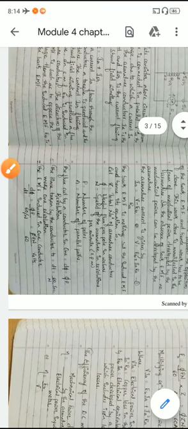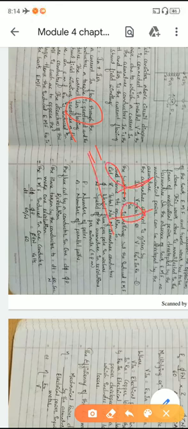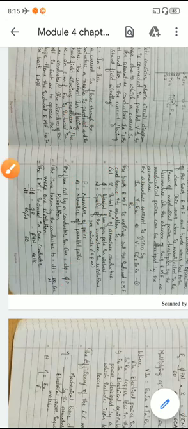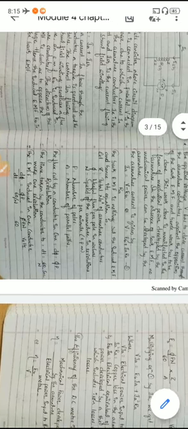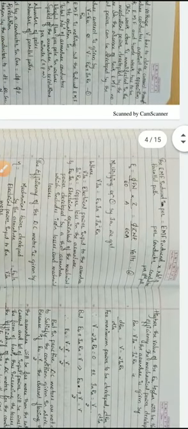Therefore, the induced EMF, what is that? E is equal to d phi by dt. I know d phi, I know dt. Substitute d phi and dt. I will get phi P N divided by 60 volts. This d phi by dt is the EMF induced per conductor, only for one conductor.